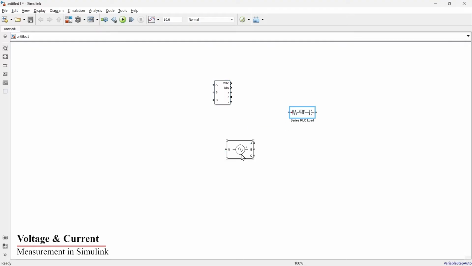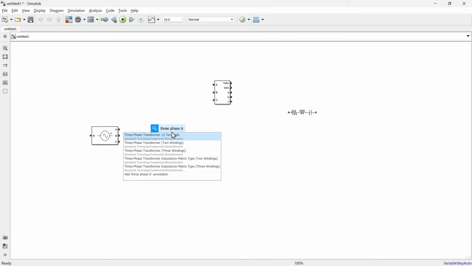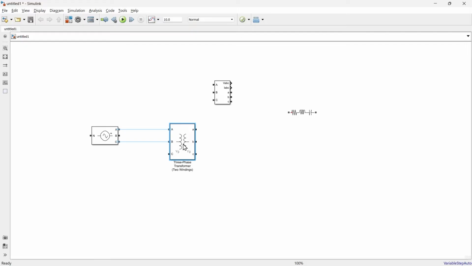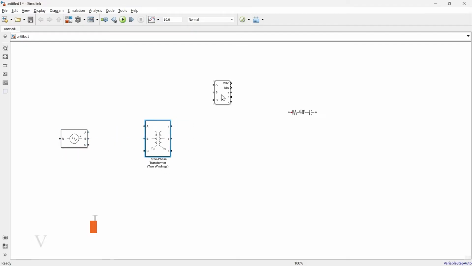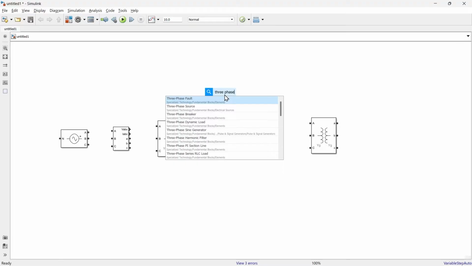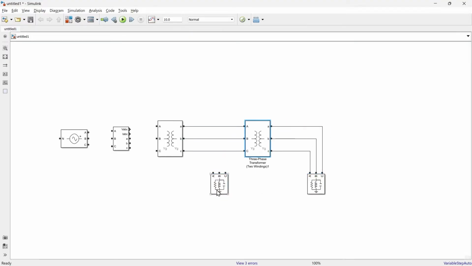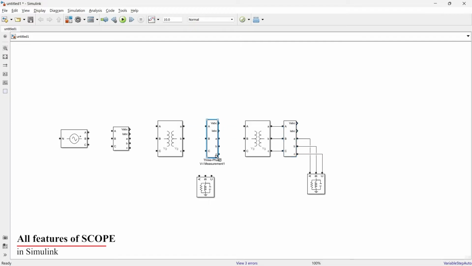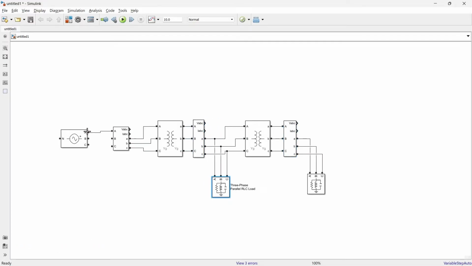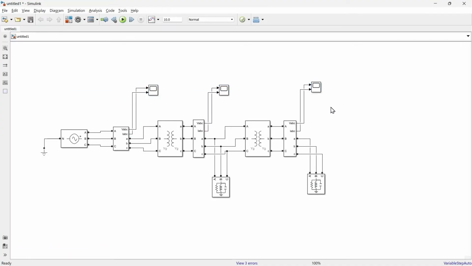So here the basic necessary components are here. We'll get one transformer also. So let's get it. Three-phase transformer, and we are going to use this three-phase transformer with two windings. Now let's prepare the circuit. Now the circuit is ready. We are supposed to connect the scope here.